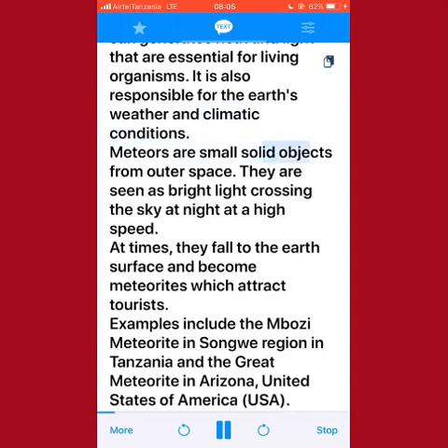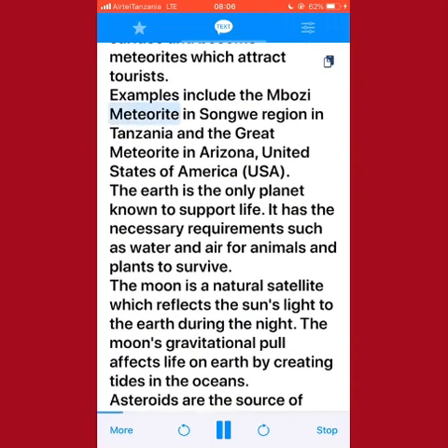Meteors are small solid objects from outer space. They are seen as bright light crossing the sky at night at a high speed. At times, they fall to the Earth's surface and become meteorites which attract tourists. Examples include the Mbozi Meteorite in Songwe region in Tanzania and the Great Meteorite in Arizona, United States of America, USA.